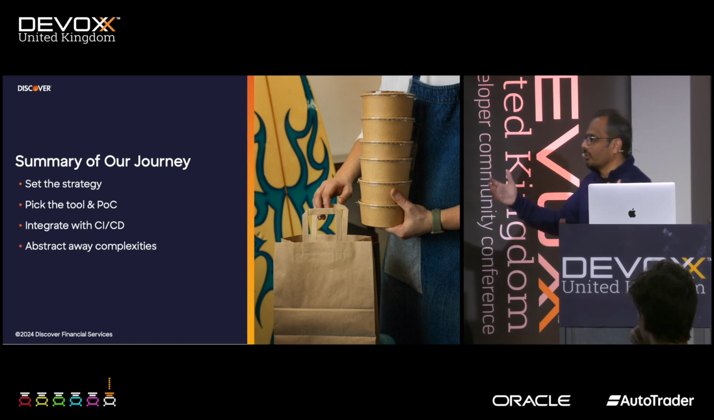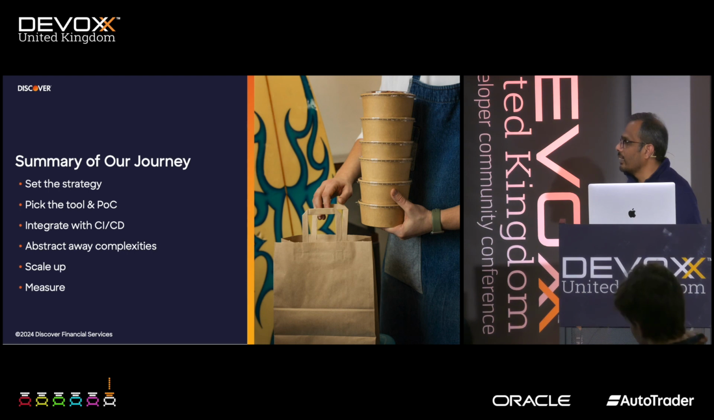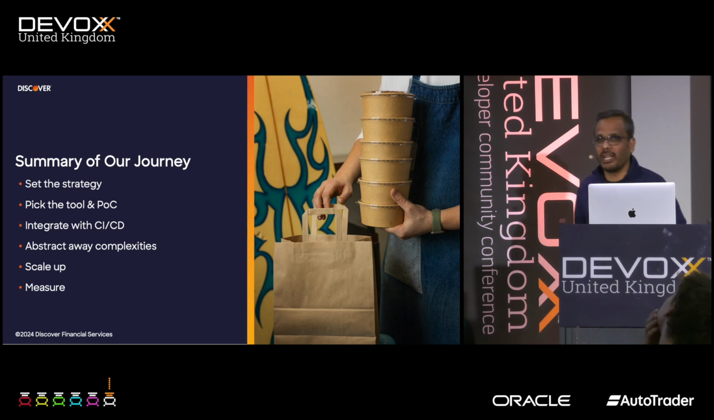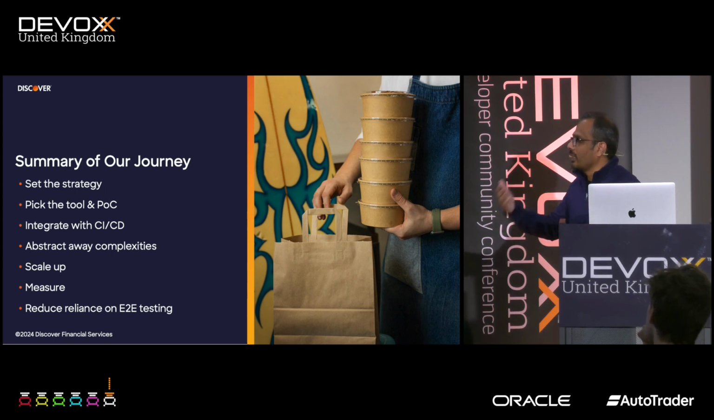Not giving too many options to developers is good in certain ways, so keeping the workflows opinionated always helps. Scaling up, we just saw some of the things you could try there. Then finally, gather metrics to measure success, because you want to know whether contract testing is actually adding value for you. If it is adding value for you, then that's a point you can start reducing reliance on end-to-end testing.